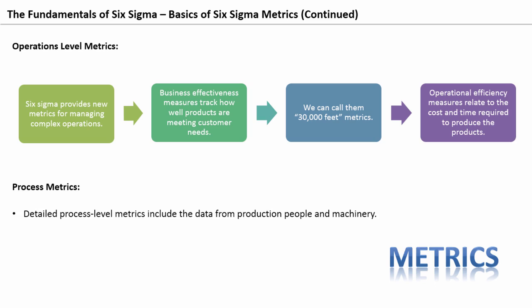Process metrics. Detailed process-level metrics include data from production people and machinery. This is the information that operators and supervisors need to run normal operations. This information is also the subject of much of the Measure, Analyze, Improve, and Control phases, or MAIC, of Six Sigma, once the improvement project has been selected and defined.